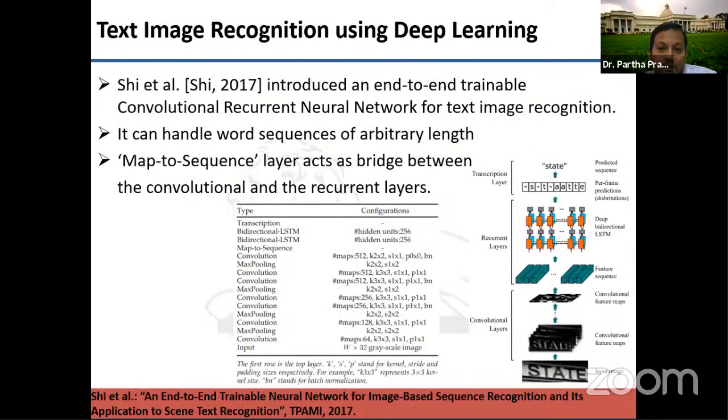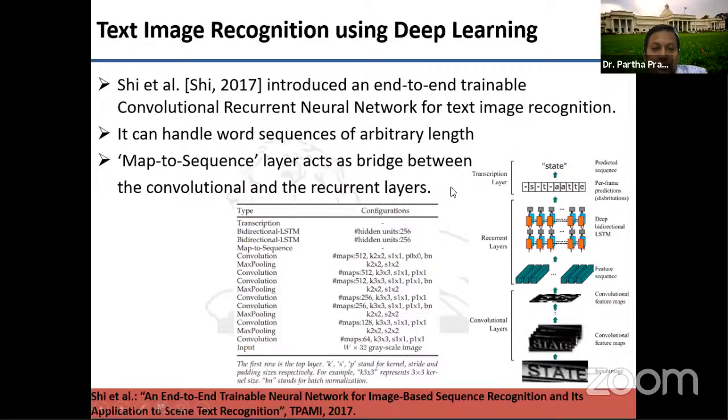If you are interested, I'll show you this one paper. It's interesting, showing how you can tackle this problem. For example, given an image, this work was published in T-PAMI, the IEEE Transactions on Pattern Analysis and Machine Intelligence, a top journal in machine learning.